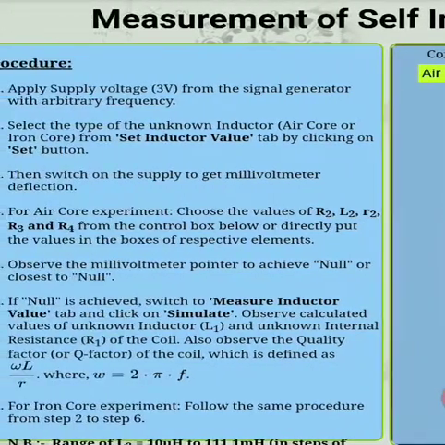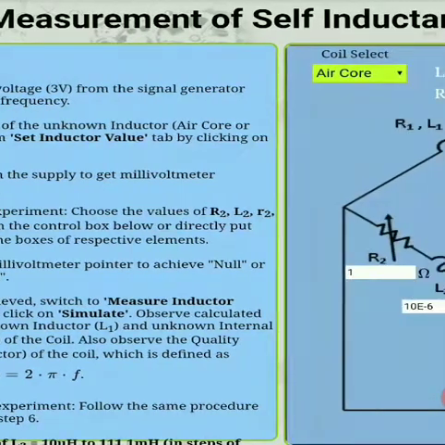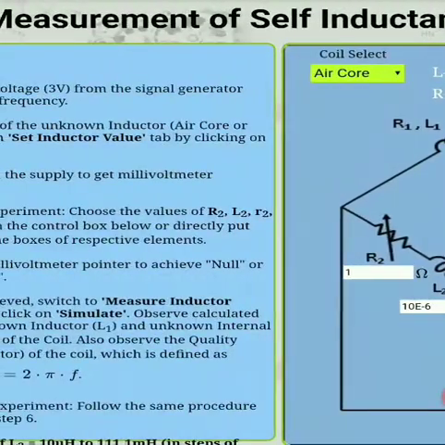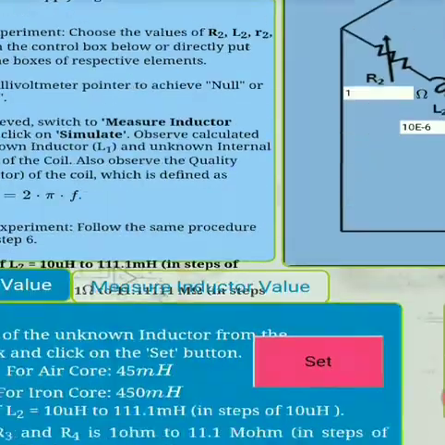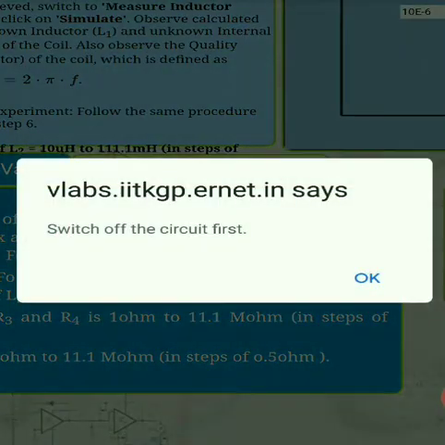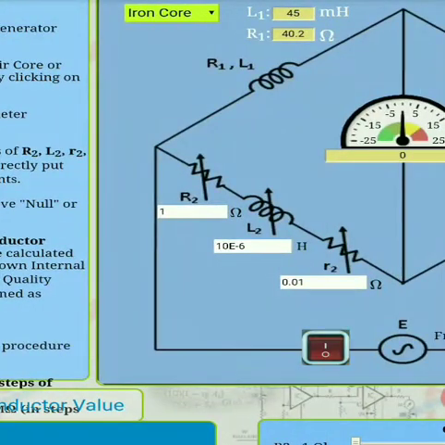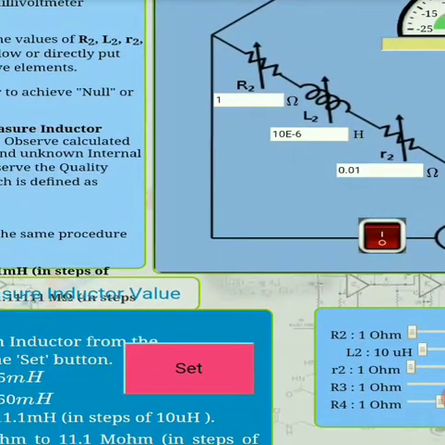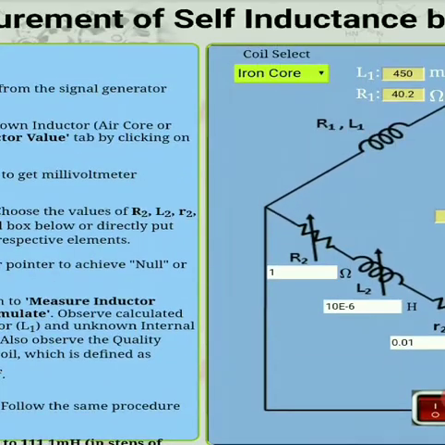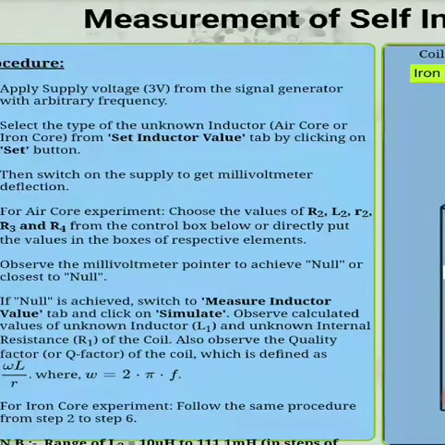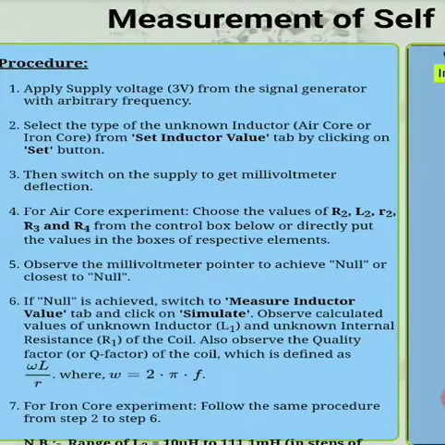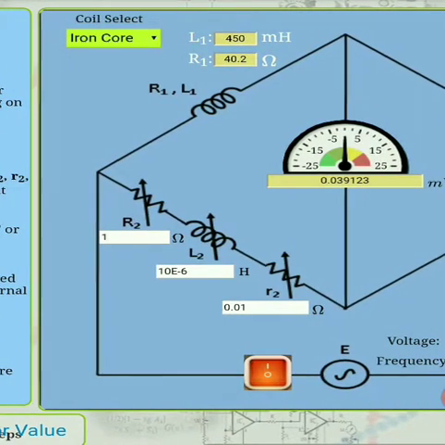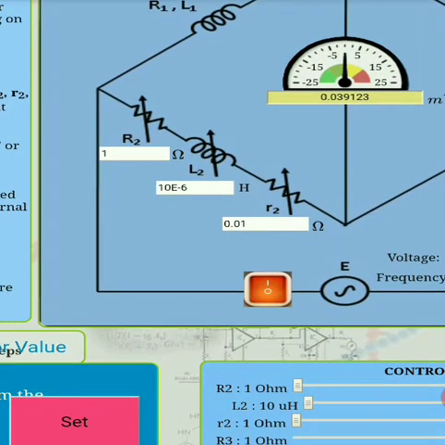Now I select iron core. Next I set the value. It is iron core selected. Now I switch on the switch. So it is almost null achieved.